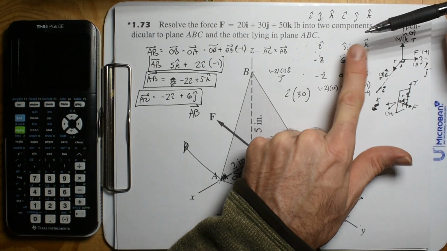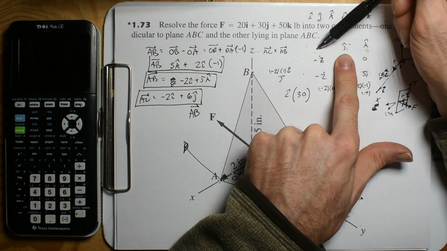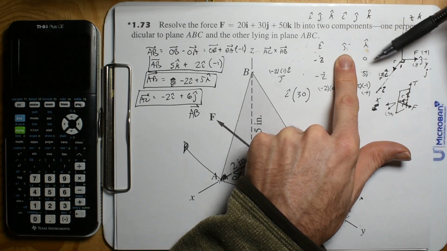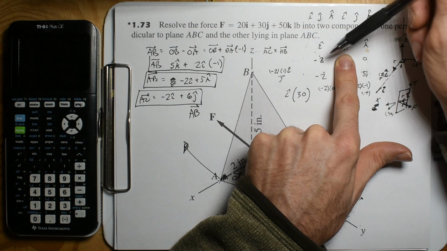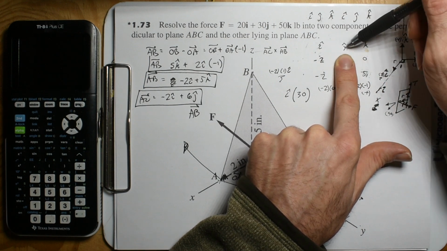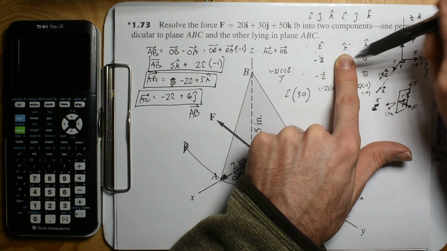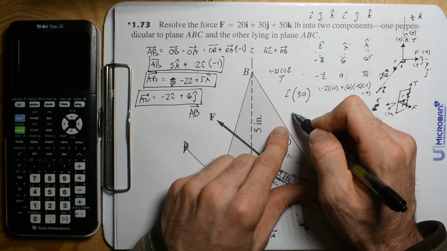So I want the j components. I'm going to go i cross k. I know that's going to be a negative. So negative 2 times 5 is negative 10 times negative 1 is 10. So this is going to give me a 10j. And then this is multiplied by a 0. So I'm going to get 10j.